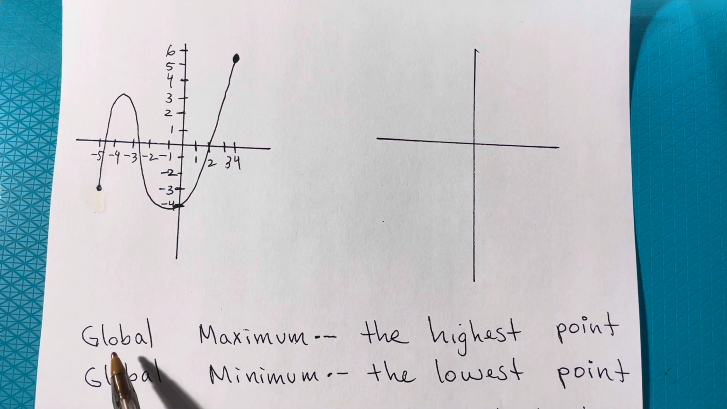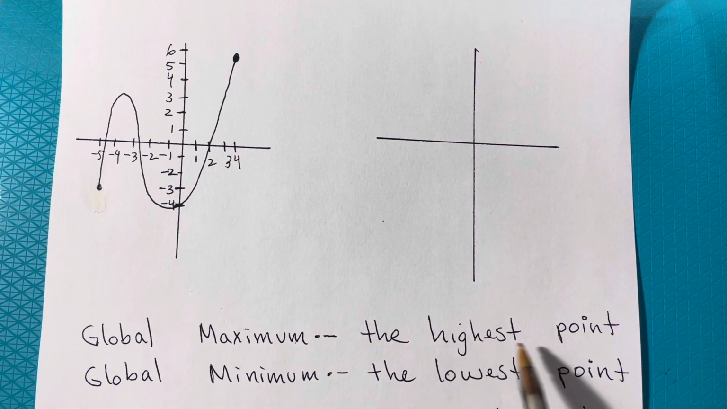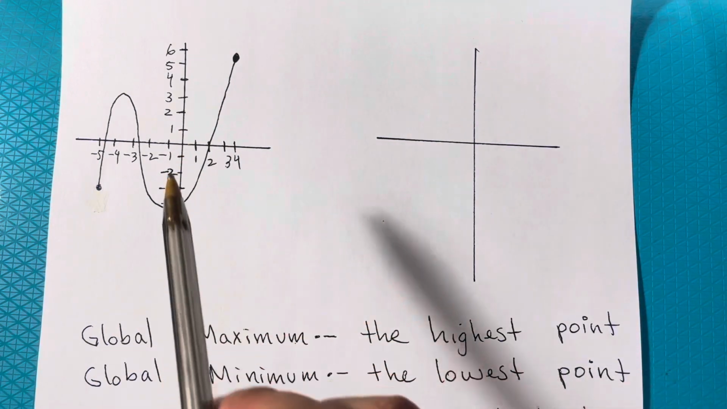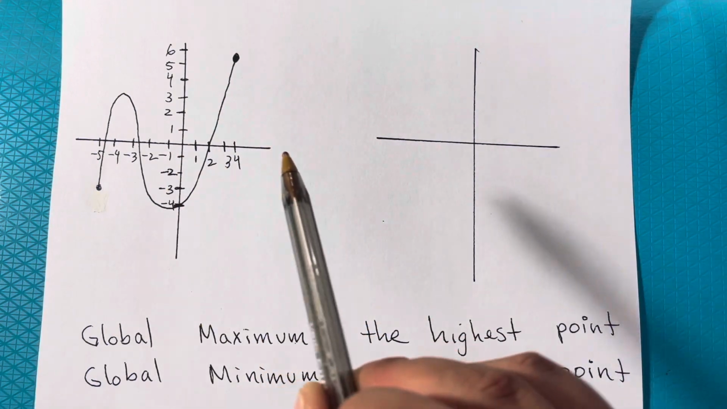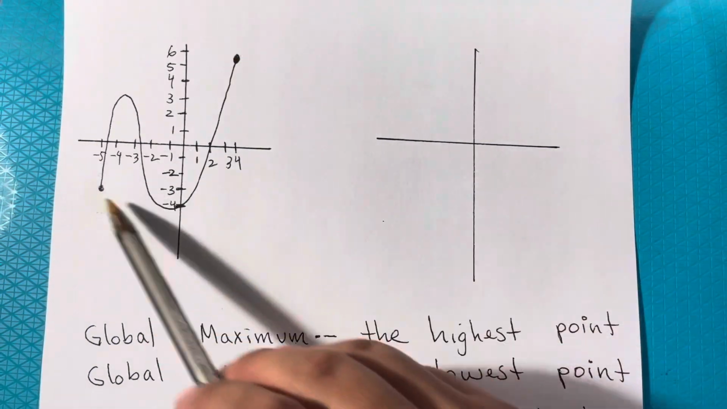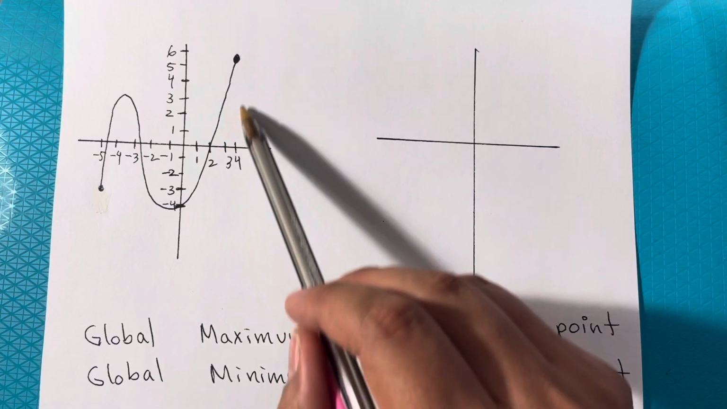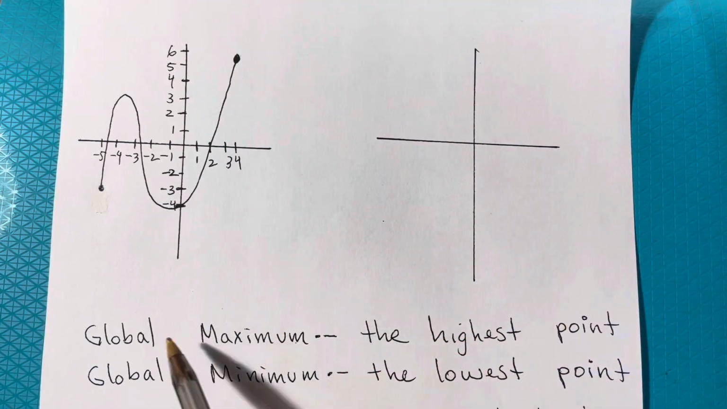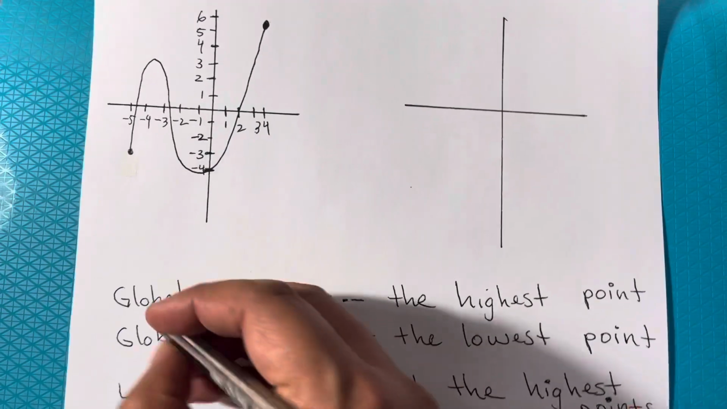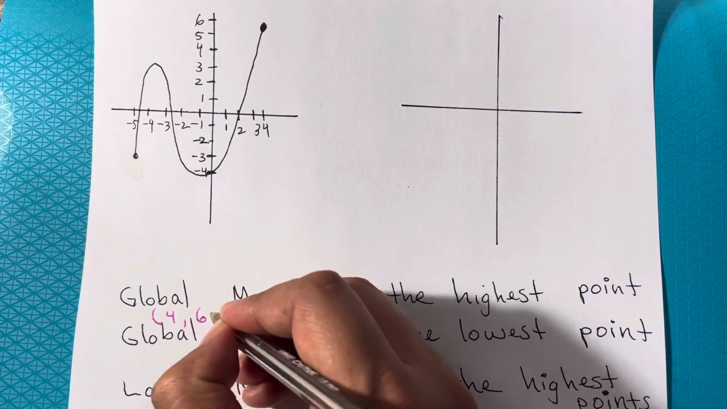So first we have global maximum. That's the highest of all points in a graph, the one that is way to the top. In this graph, this is the highest of all the points in the entire graph. So this is (4, 6). The global maxima will be 4 for x, 6 for y.